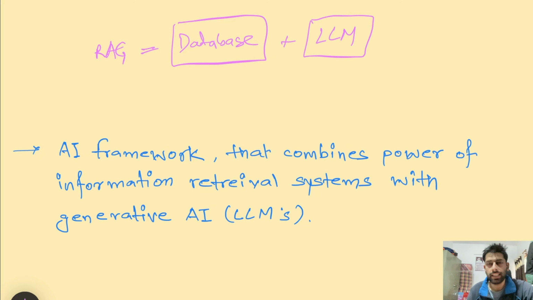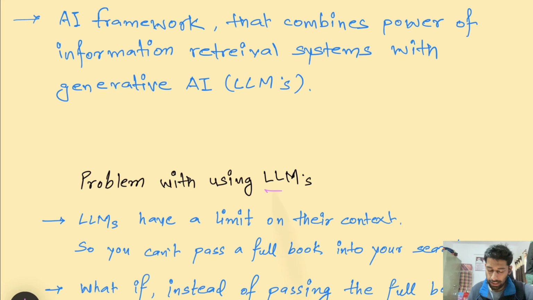Now what does RAG help us achieve? It improves or enhances the power of the searches that you can do using LLMs. Searching power is improved highly. So how is this done? Because LLMs have some limitations. So what are the limitations of these LLMs?